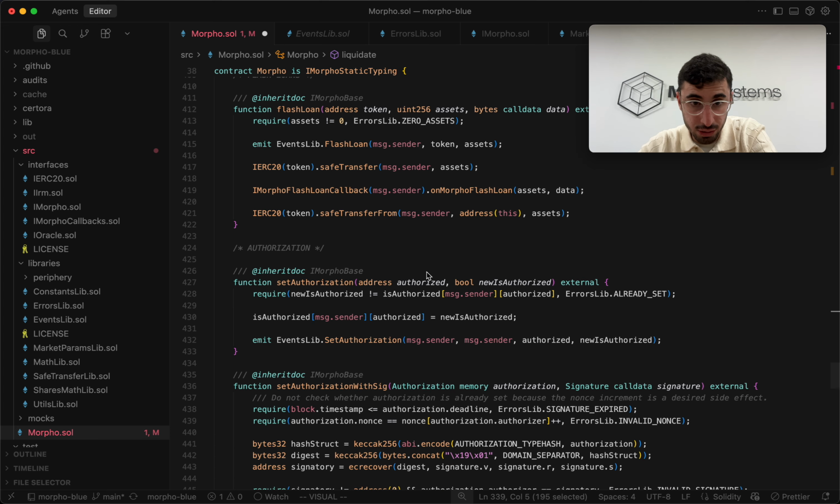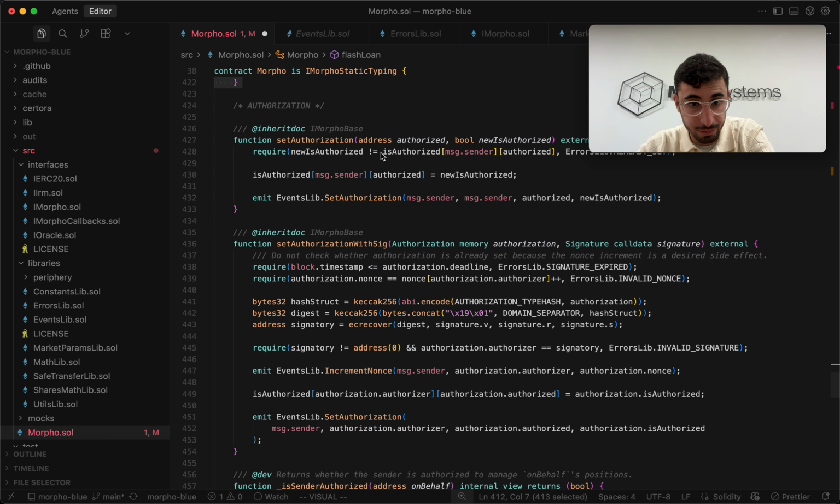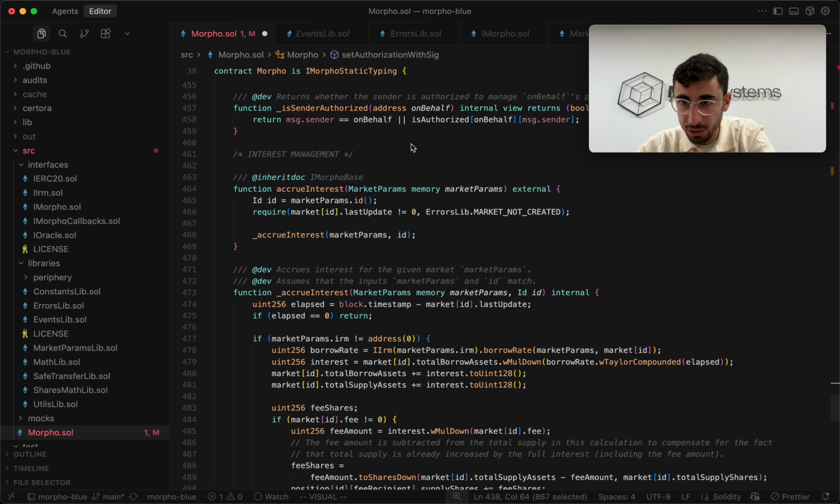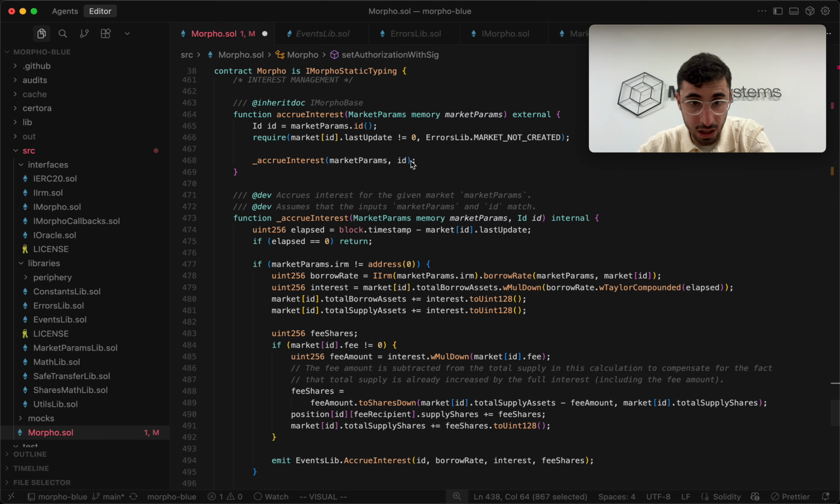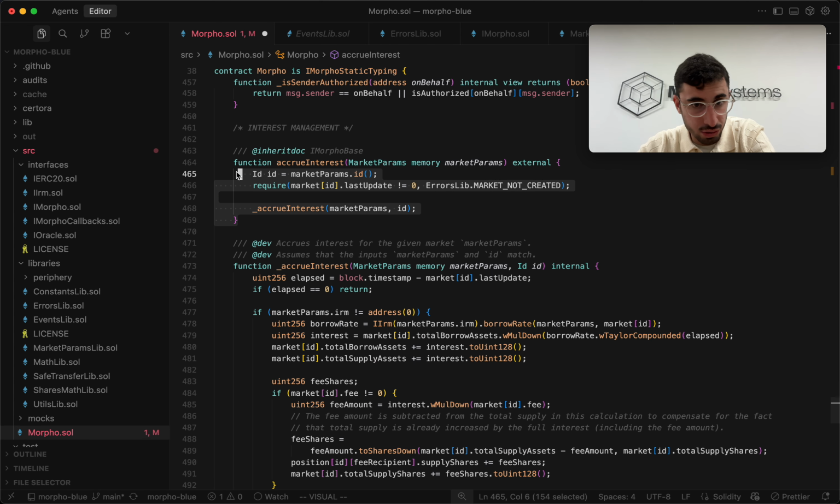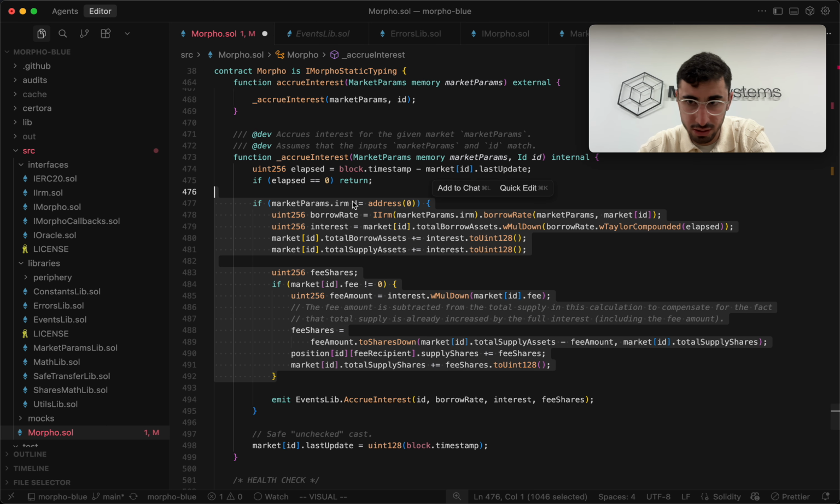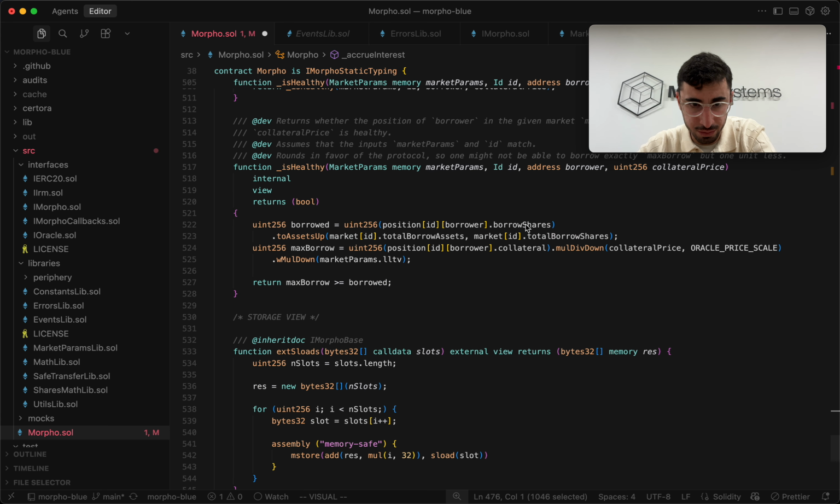And to be honest with you, this is most of the contract. You have a flash loan. You can flash loan everything inside the pool for a zero fee. You have the authorization process to give access to someone else on your behalf. You have the accrue interest. If you're interested in the math, go deeper into this. I think describing the math in the video is always tough.